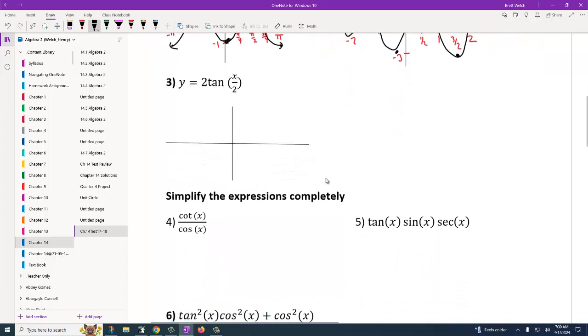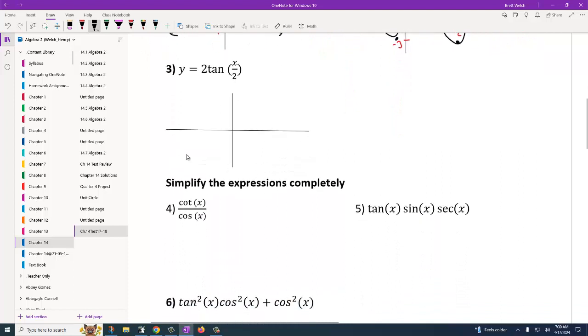Tangent does have some different rules. For instance, it doesn't have an amplitude, and its period formula is different. It is pi over b. Not 2 pi, but pi. And then there's also this funky thing in here.